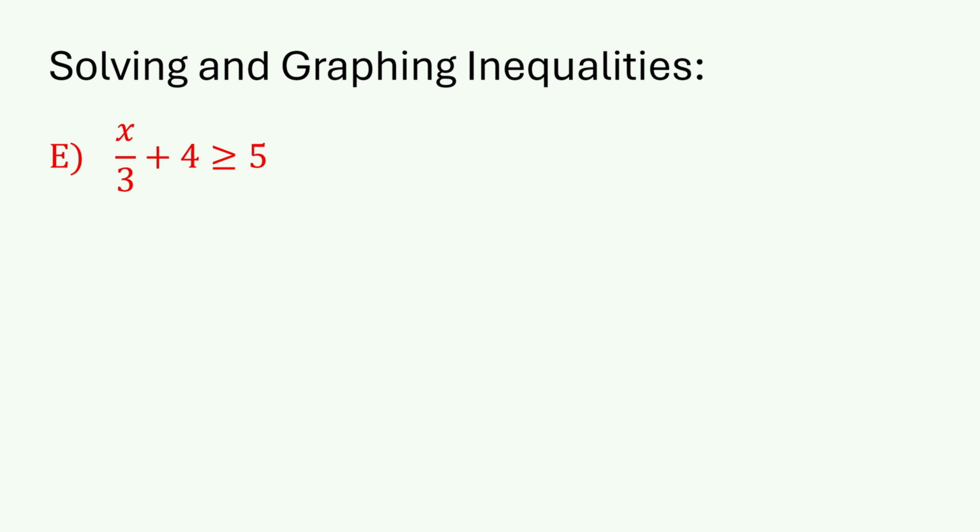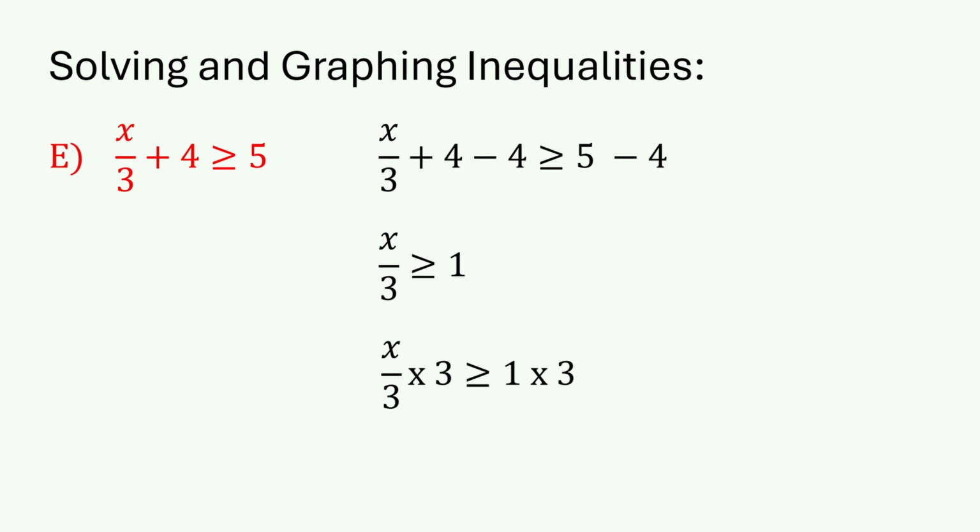Example E. X divided by 3 plus 4 greater than or equal to 5. When we subtract 4 from both sides, it will be x divided by 3 plus 4 minus 4 greater than or equal to 5 minus 4. So it will be x divided by 3 greater than or equal to 1. We multiply both sides by 3. It will be x divided by 3 multiplied by 3 greater than or equal to 1 multiplied by 3. The simplest form will be x greater than or equal to 3.